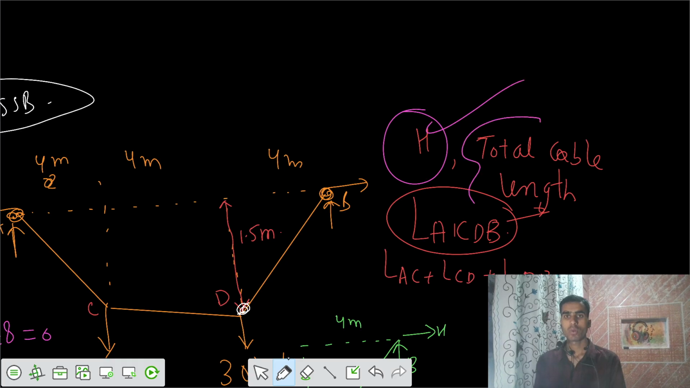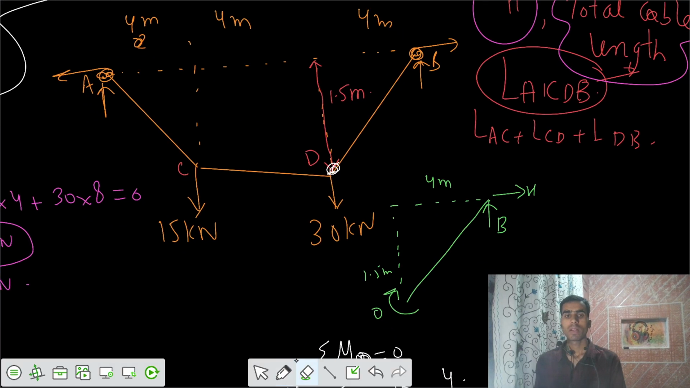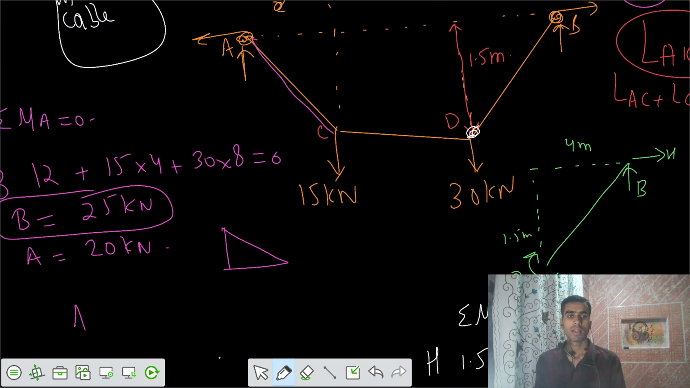Now we need to get the total length of the cable. To get the total length of the cable, I can use those rectangles. I can use the Pythagoras theorem. If I say what is the total length, can you tell me what is the AC? I would say AC is equal to the square root of 4 meters squared plus some vertical here, YC squared.